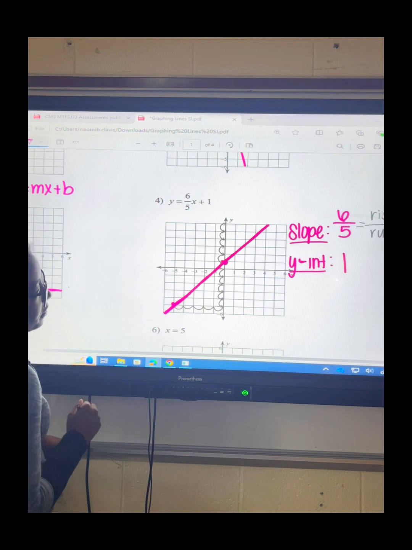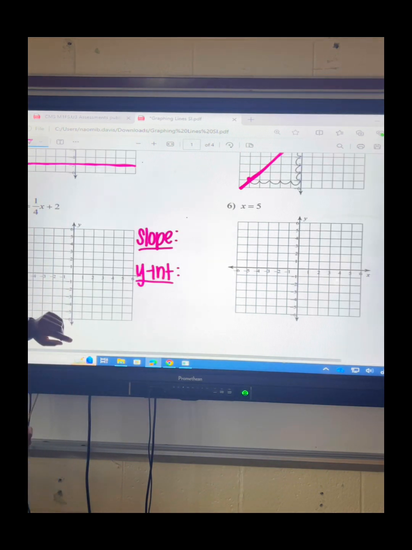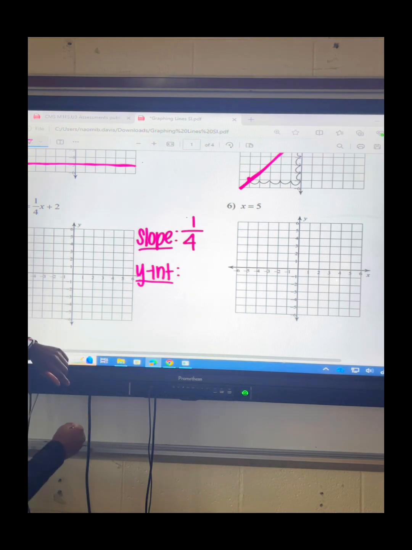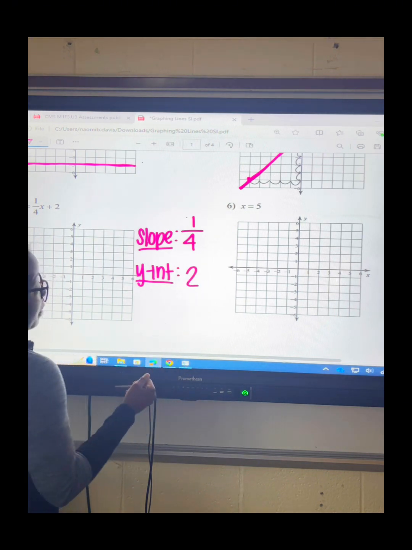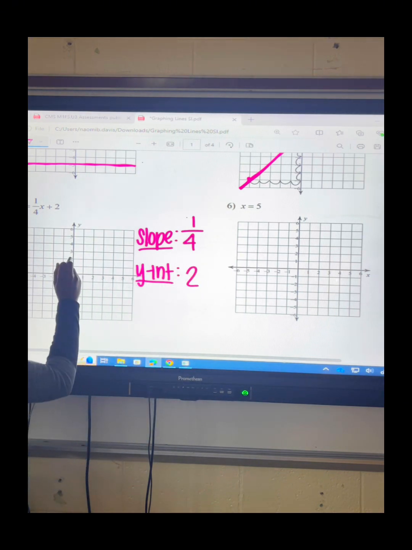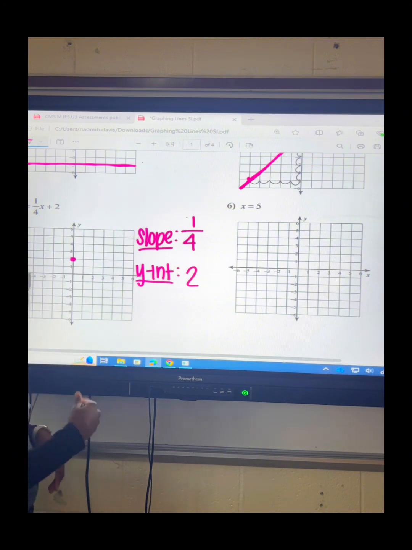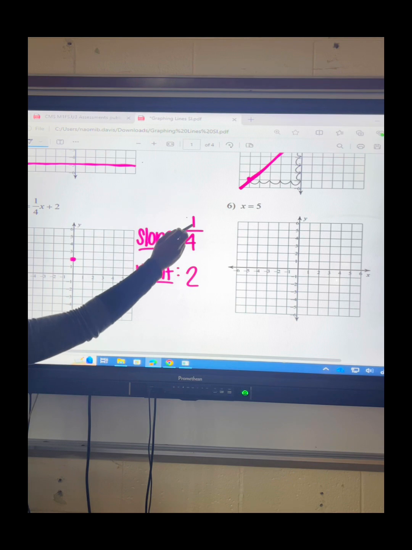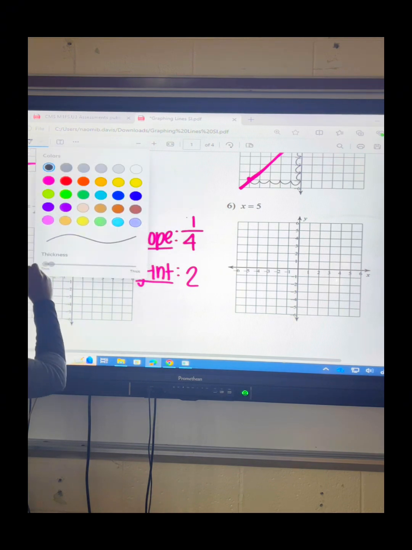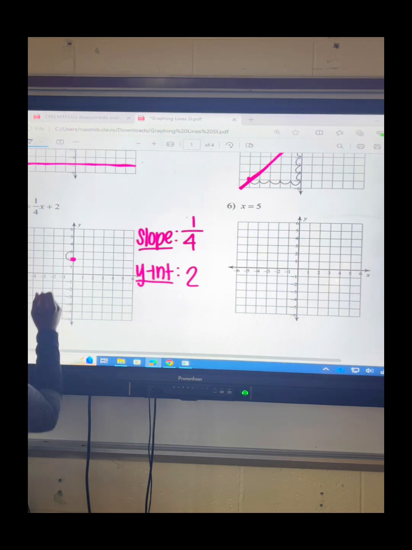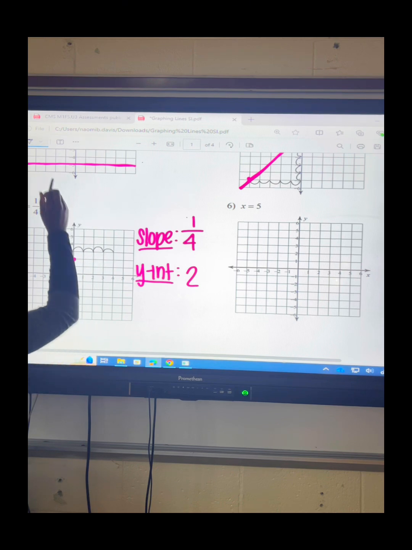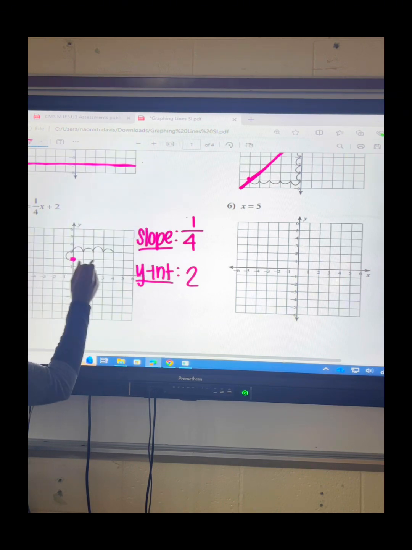Okay, bam. What's my slope? 1/4. What's my y-intercept? 2. My first point is going to go at 2 on the y-axis, not the x-axis, the y. And my slope says I'm rising 1 and running 4. So I'm going to rise 1, run 4. 1, 2, 3, 4. That's where my next point is going to go.